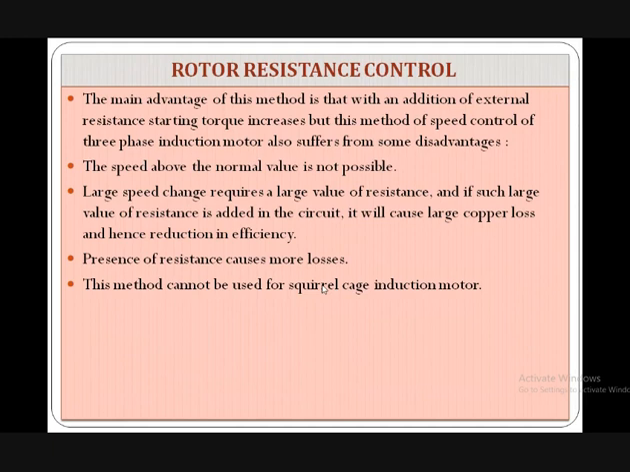Also, this method of speed control cannot be used for squirrel cage induction motors because in the rotor construction of a squirrel cage induction motor, there is no provision to add external resistances. And because of the addition of external resistances, I square R losses will increase.